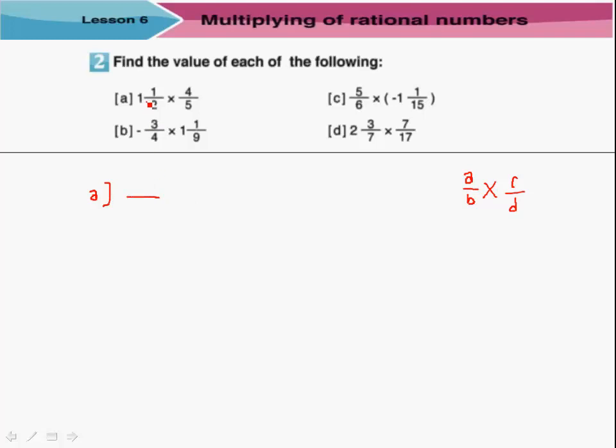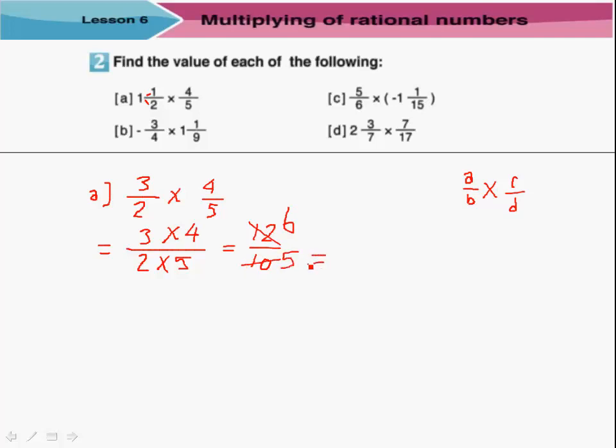2 times 1 equals 2, plus 1 equals 3. So it will be 3 over 2 times 4 over 5. It becomes very easy because this becomes 3 times 4, and here the denominator will be 2 times 5. This will be 12 over 10. If we divide by 2, it gives 6 over 5.